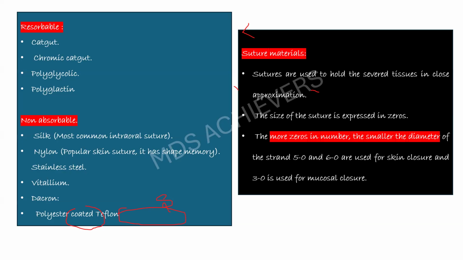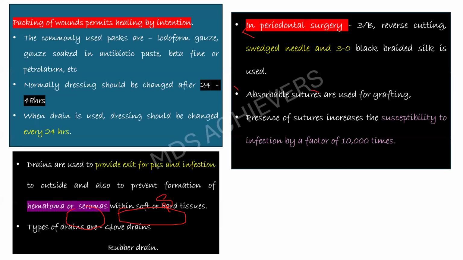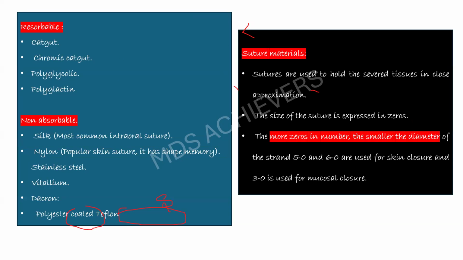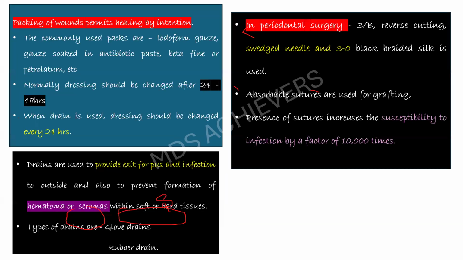The more zeros in the number, the smaller the diameter of the strand. 50 and 60 are for skin closure, and 30 is for mucosal closure. This can be a very important thing. 30 can be utilized like that, and they can ask you direct questions.